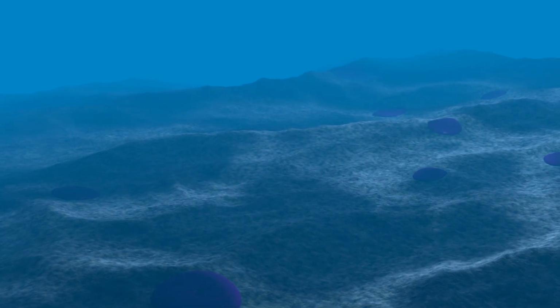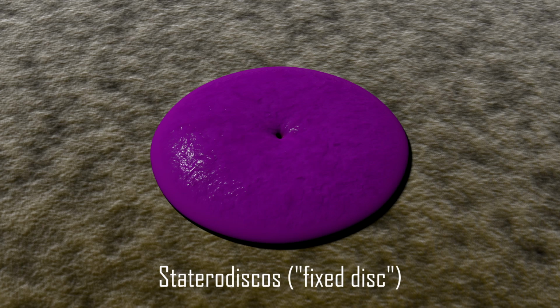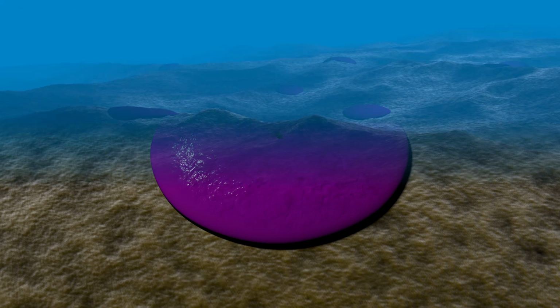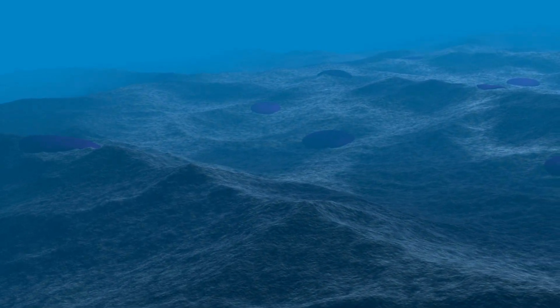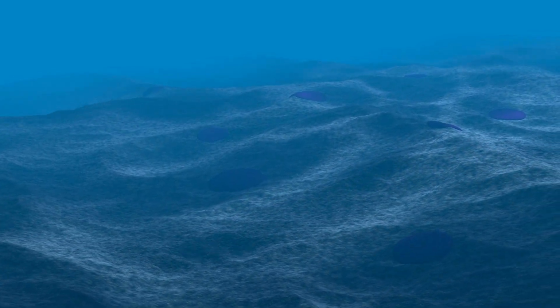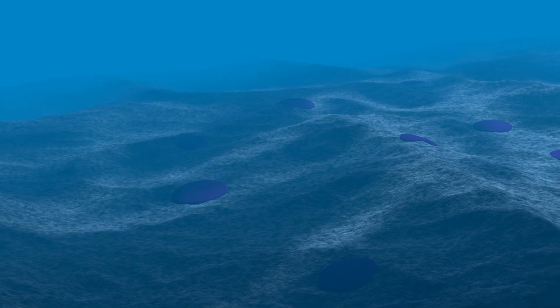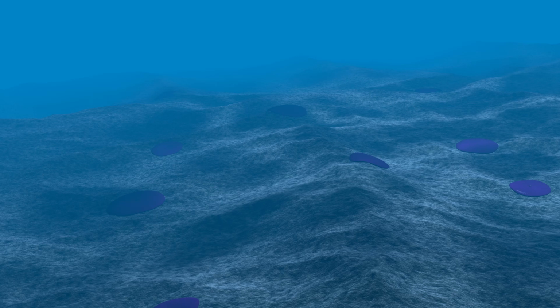And here they are. This is Staterodiscos, meaning fixed disc. This flat creature has a circular, somewhat pancake-shaped body arranged around a single opening, which it uses to expel spores for reproduction. At this moment, these guys are hard at work, even though it might not look like it. Staterodisci are closely related to the original bacteria which caused the oxygen catastrophe, and, like said bacteria, use photosynthesis to provide themselves with nutrients. They're also using retinol to do this, which is why they appear purple in color.